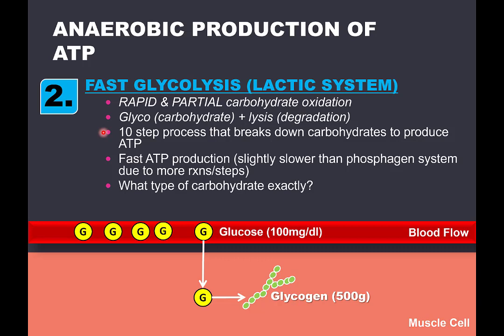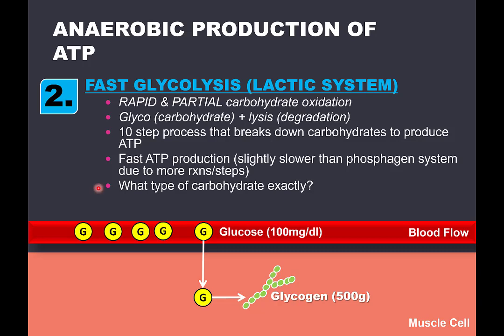Why? Well, again, because fast glycolysis has 9 more reactions than the phosphagen system. But here's the deal. Although it is slightly slower than the phosphagen system, you get more ATP per fuel molecule than the phosphagen system. The phosphagen system yields only 1 ATP per fuel molecule, which is phosphocreatine. The lactic system, or fast glycolysis, yields 2 to 3 ATP per fuel molecule, which is carbohydrate.